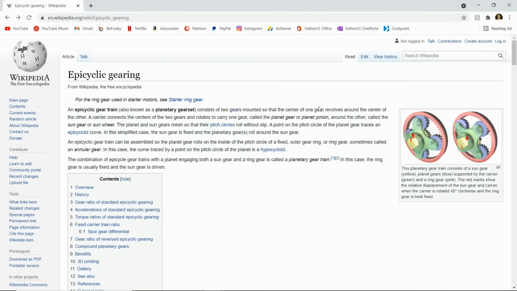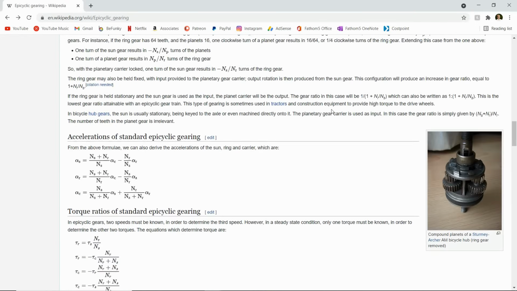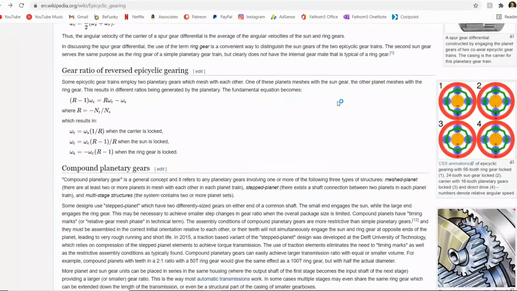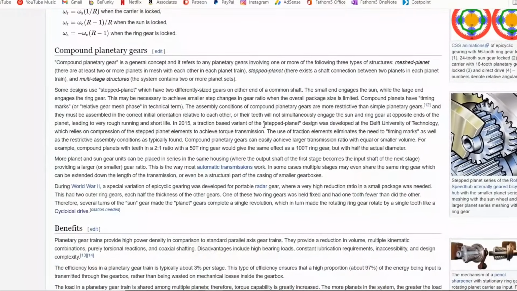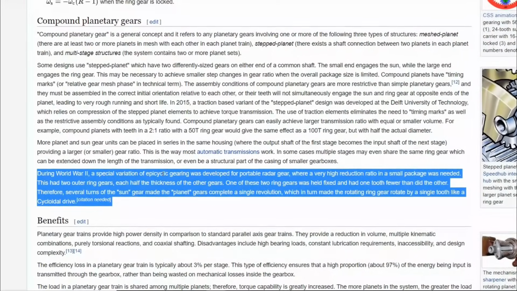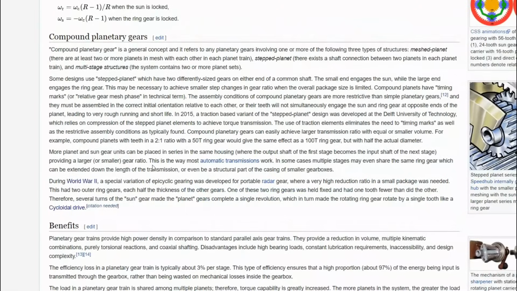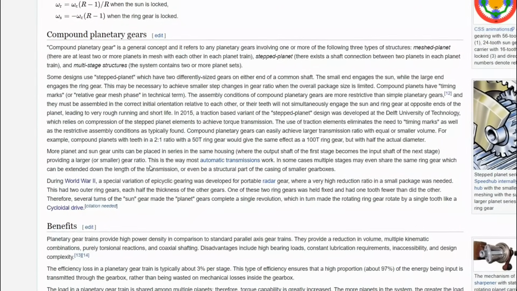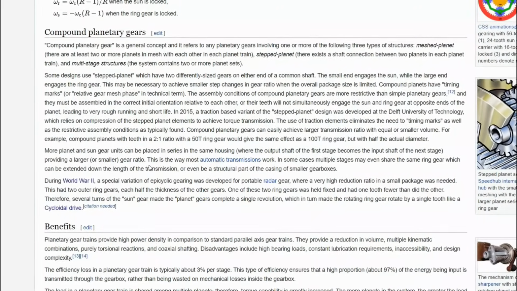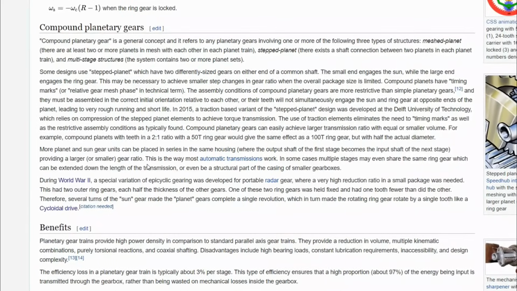This is the Wikipedia page for epicyclic gearing. As far as Wikipedia pages go, it is decently long, with quite a bit of math. Towards the bottom, there's a section on compound planetary gears. And in this section, kind of as a footnote, there's one paragraph that coincidentally explains the mechanism I'm trying to make exactly. It reads, "During World War II, a special variation of epicyclic gearing was developed for portable radar gear, where a very high reduction ratio in a small package was needed.